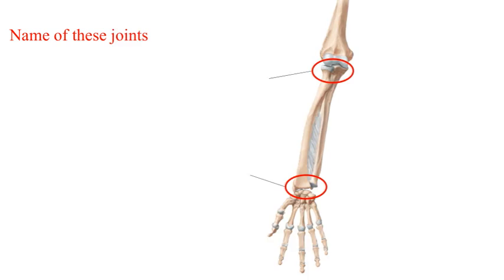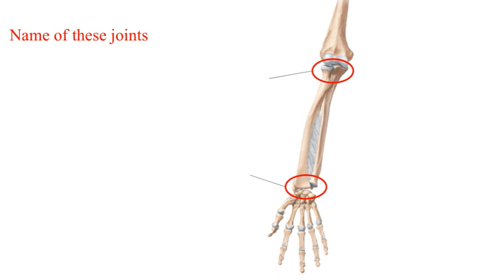Let's take a closer look at the names of these joints. As we've discussed, joints are essential for movement and stability in our body. Here, we're focusing on identifying and understanding the different types of joints by their names. Recognizing these names helps us connect their structure to their function. For example, some joints are designed for a wide range of motion, while others prioritize stability.